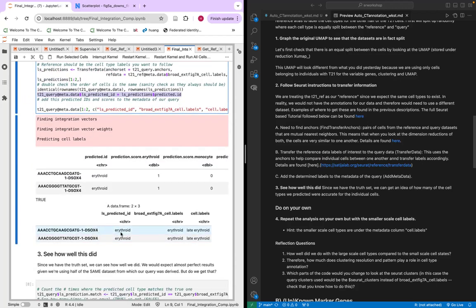And then we could look at that predicted ID and see that this is very similar to the cell labels that we know are true for the broad cell labels.